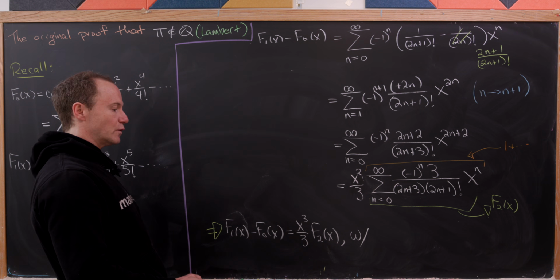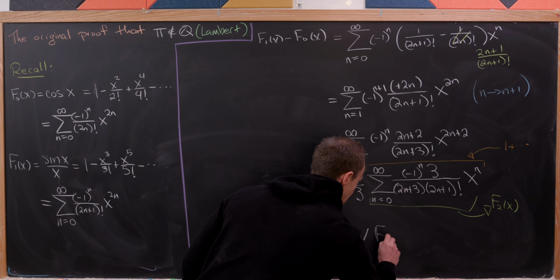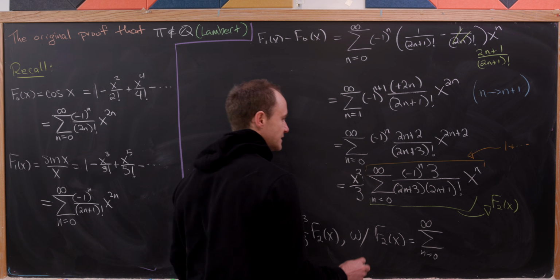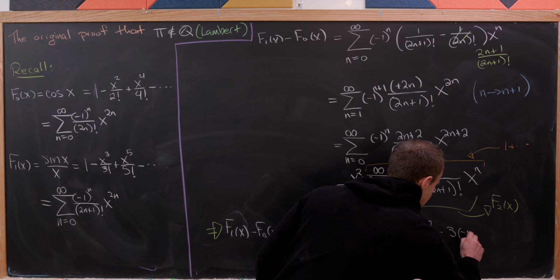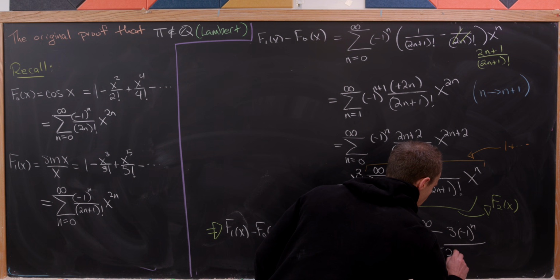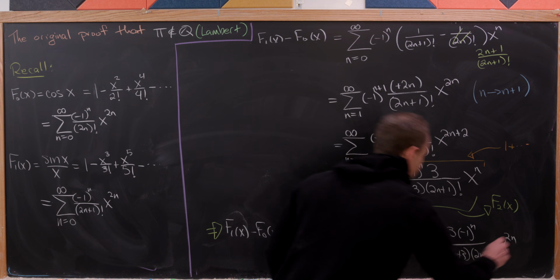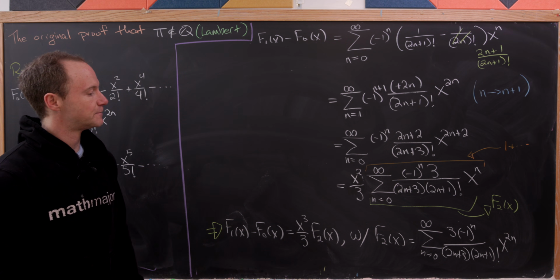And this is going to be, we might as well do this for completeness, f sub 2 of x is equal to the sum as n goes from 0 to infinity of 3 times minus 1 to the n over 2n plus 3 times 2n plus 1 factorial times x to the 2n.